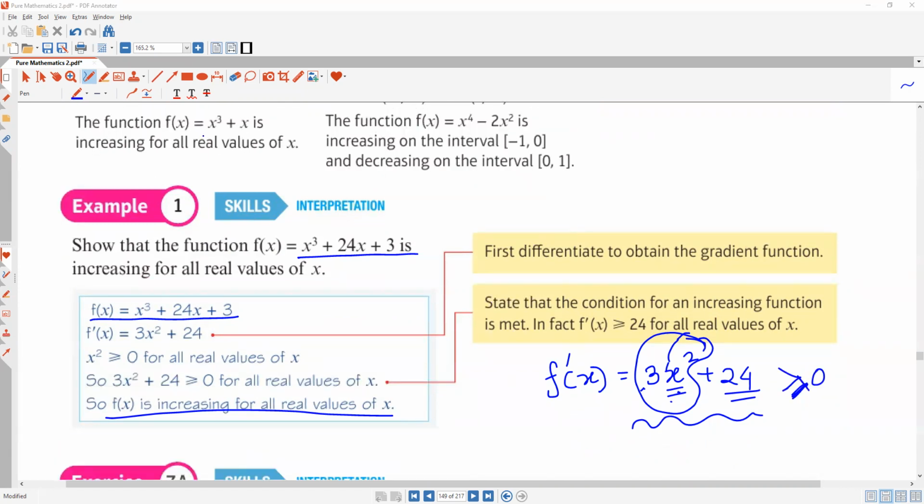Here the main concept is that after the differentiation, x squared always gives you a positive value, and if you multiply x squared with 3, it's positive. Then you add it with positive 24. Everything is positive here, no matter what x value you give, whether you give 1, 2, 3, 4, 5, 6, or whether you give -1, -2, -3, -4, -5, -6. Your answer is always greater than 0, so therefore your function is increasing.